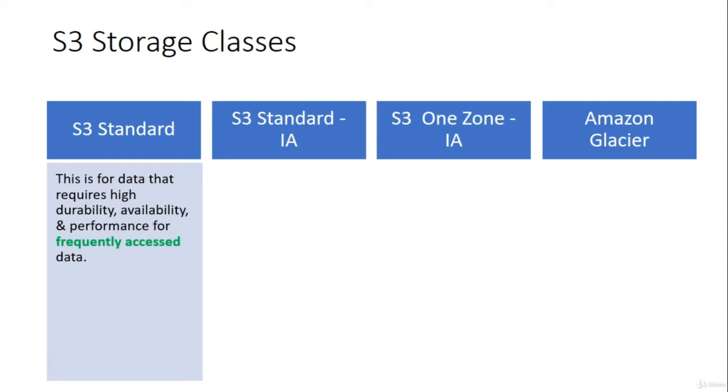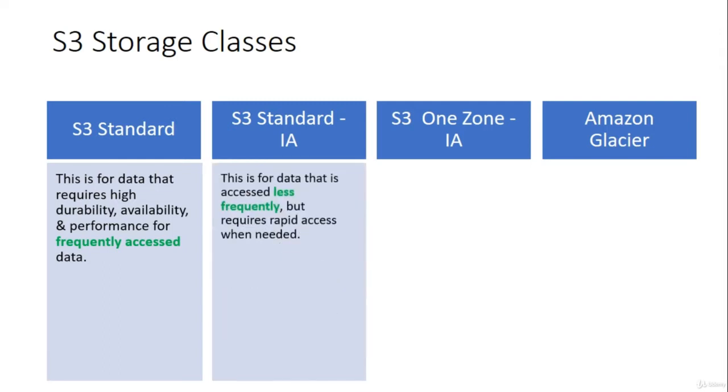S3 standard is for data that requires high durability, availability and performance for frequently accessed data. So if your requirement is high durability, high availability and high performance, go for S3 standard. S3 standard IA is for data that is accessed less frequently but requires rapid access when needed.